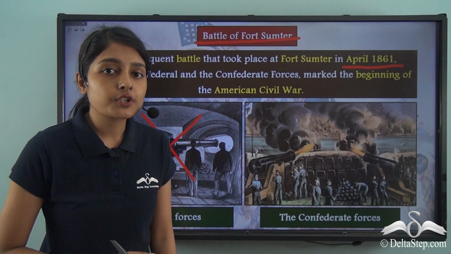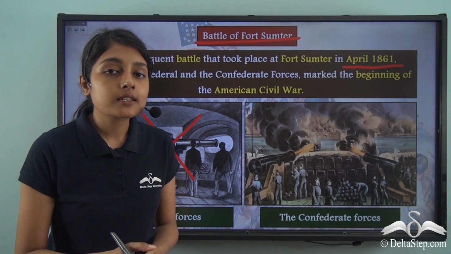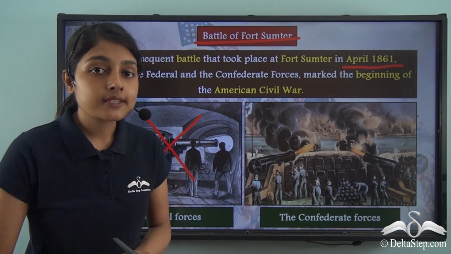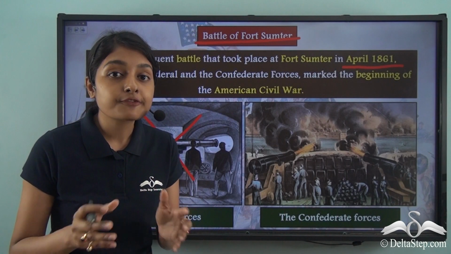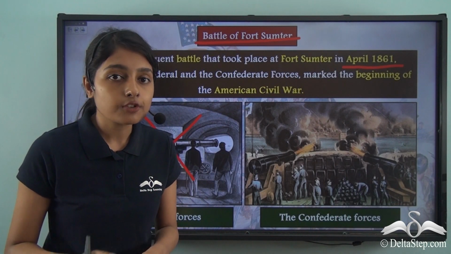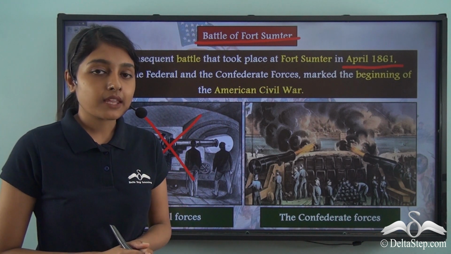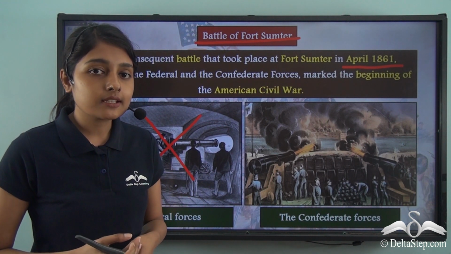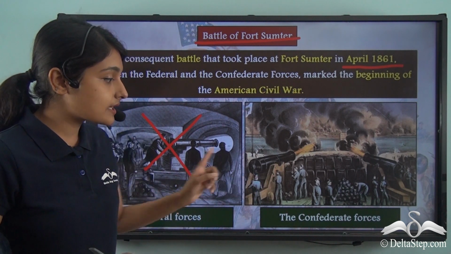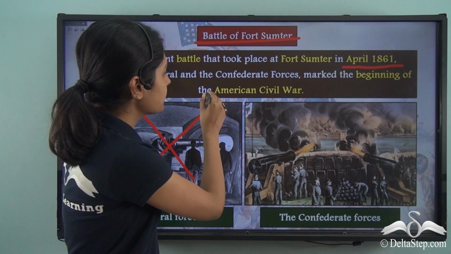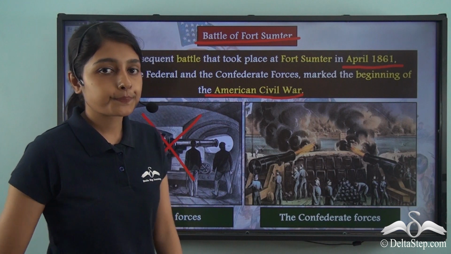Now this Battle of Fort Sumter finally marks the outbreak of the American Civil War. Conflict, that is full military conflict, broke out between the Confederate forces and the Federal forces. And this was the first battle that was waged between these two forces under the American Civil War.